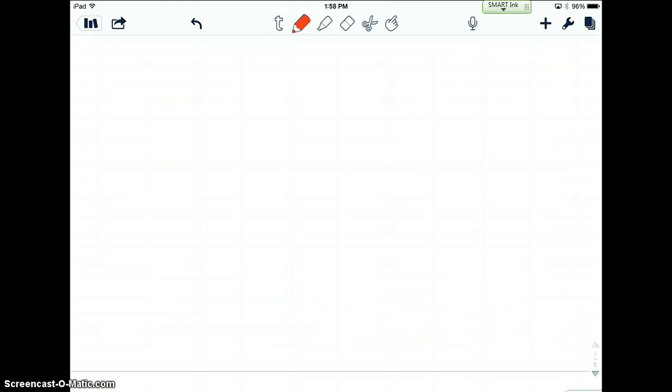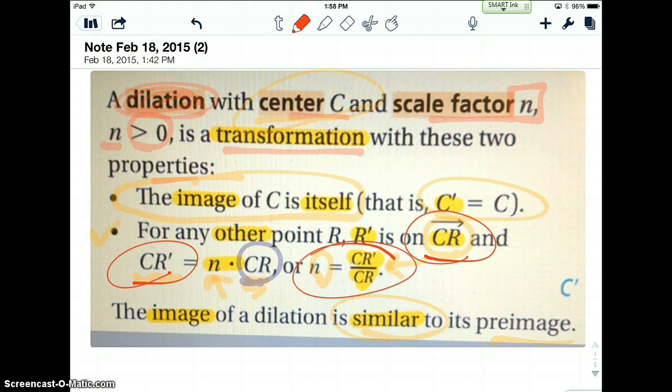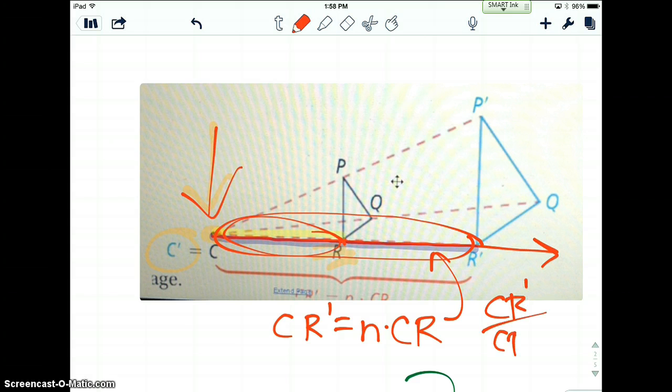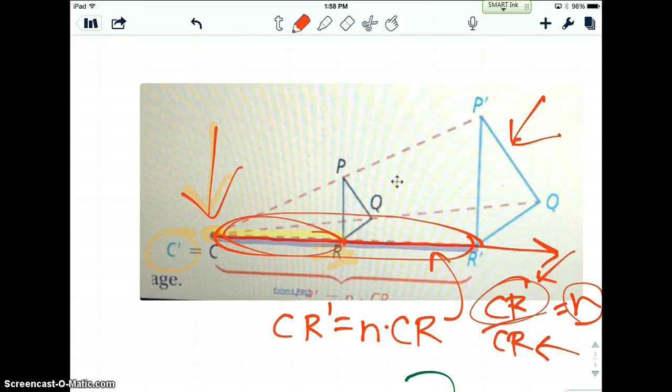And then what else happens? Your N value is this whole distance divided by this distance. So in this case, it looks like it's going to be 2. So CR prime divided by CR gives me N. In this case, this CR prime is bigger than CR, so I'm going to get an N value that is bigger than 1. If it wasn't, I'm going to get an N value that's less than 1, which means my image is going to end up being smaller than the pre-image.